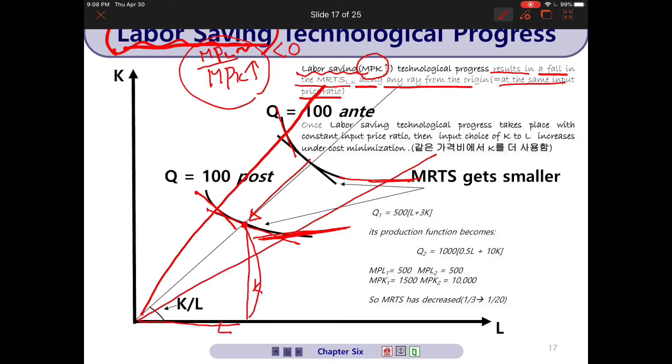Same input ratio driven from the ray. Capital labor ratio. This is one triangle, another triangle. Capital labor ratio should be the same. This is a right triangle with the same slope, right?